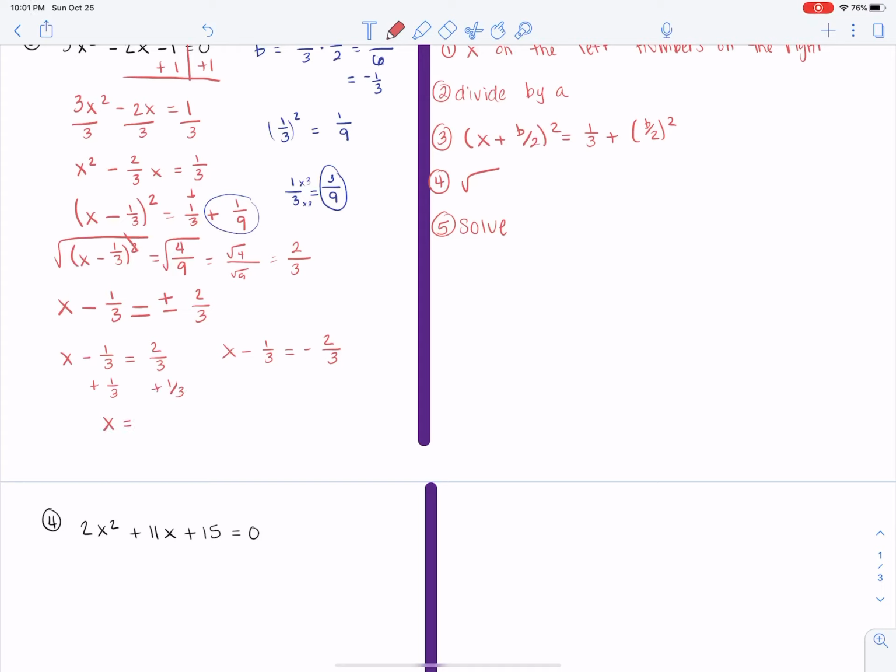X equals 2/3 plus 1/3 is 3/3, which is just 1 whole. So add 1/3 here. X equals negative 2/3 plus 1/3 is negative 1/3 left over.